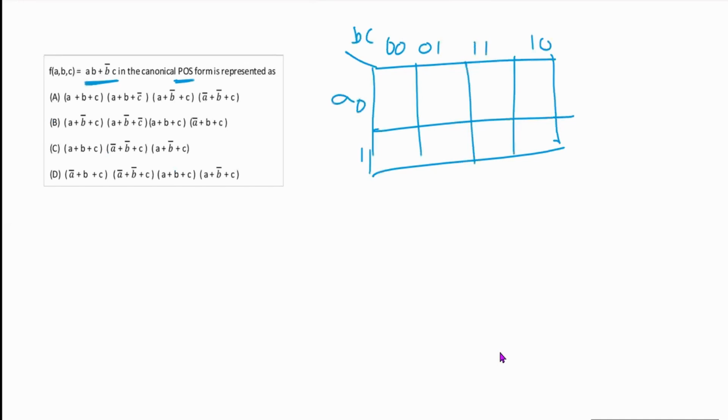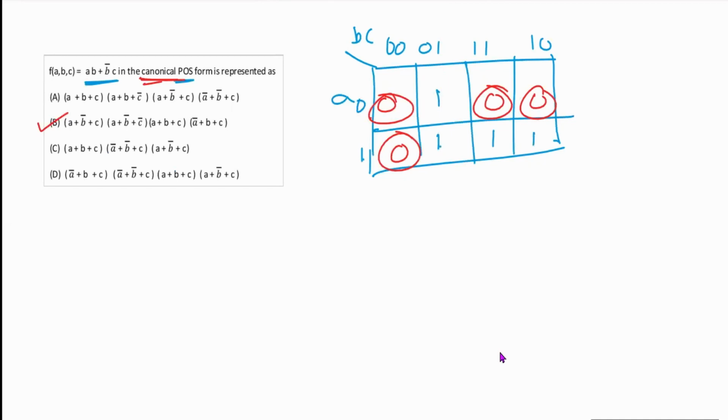So AB is one at these two places. Okay, and B bar C is 1 at these two places. Okay, except these places, the others are zeros. Okay, now I can easily find out the canonical POS form. Because canonical is here, I need to write all the things separately for this entity, this entity, this entity. And if you write all the things separately, you will find out that option B is the correct one.